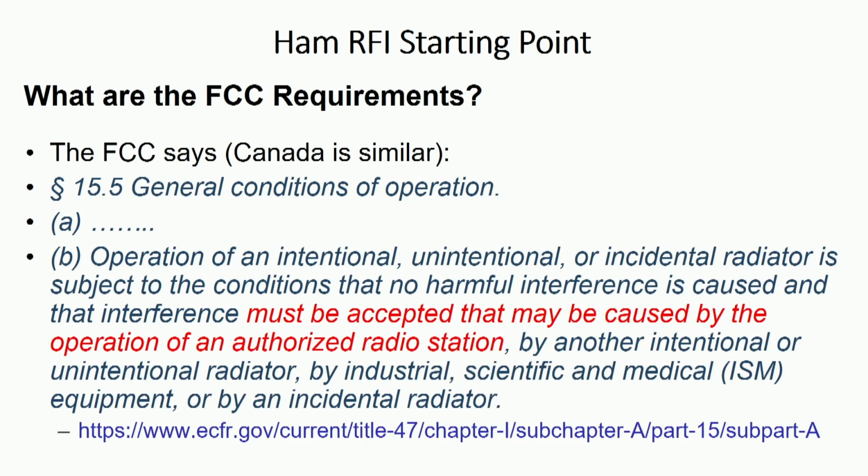What are the FCC requirements? One of the things in the FCC rules is that operation of an intentional, unintentional, or incidental radiator, which includes everything, if it's subjected to conditions that have harmful interference given to it, the device must accept that interference. Now, it must accept the interference from an authorized radio. The catch with this is that the FCC doesn't actually specify how you test it, how you confirm it, or anything else. It's just left up in the air. Europe actually defines it.